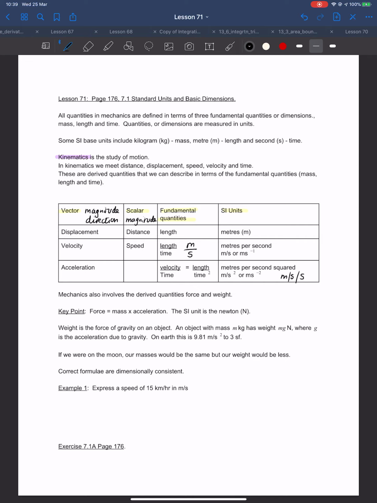Right, express a speed of 15 kilometres per hour in metres per second. So the way that I would do this, 15 kilometres per hour, that's going to be 15,000 metres per hour, and that's because 1 kilometre is 1,000 metres, which is 15,000 metres per 60 minutes.